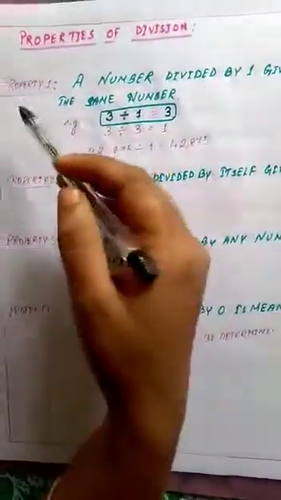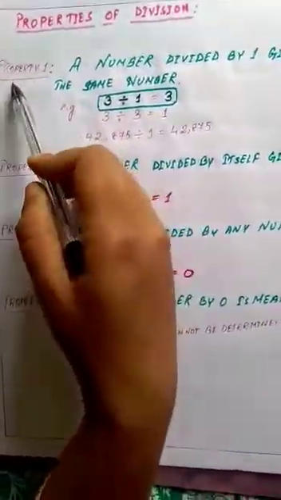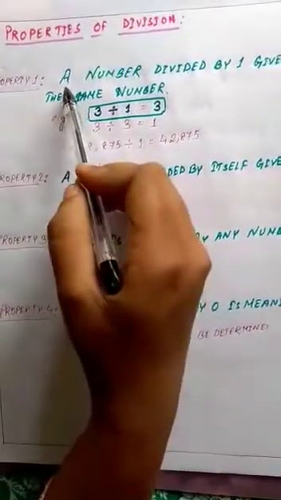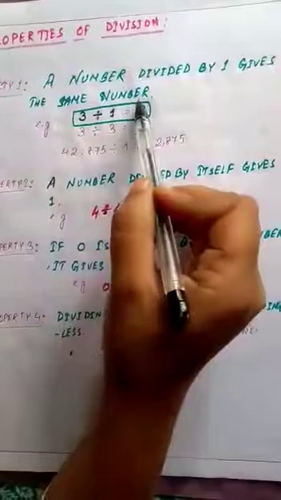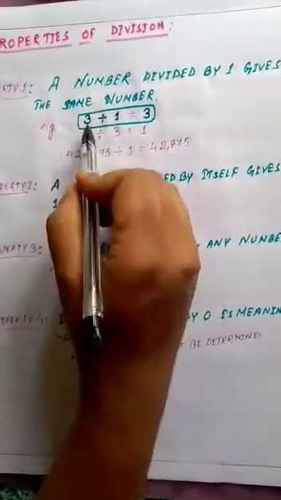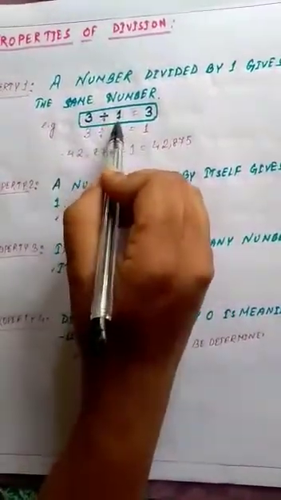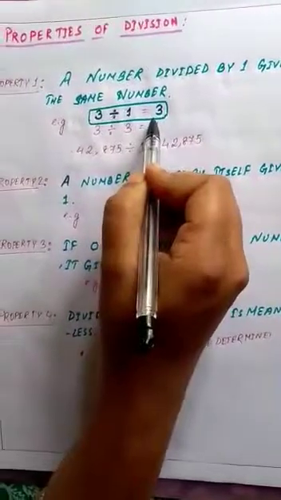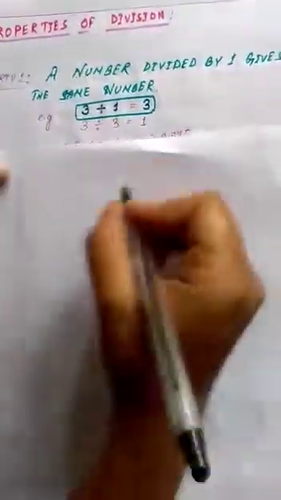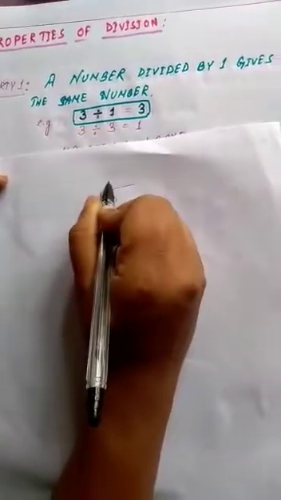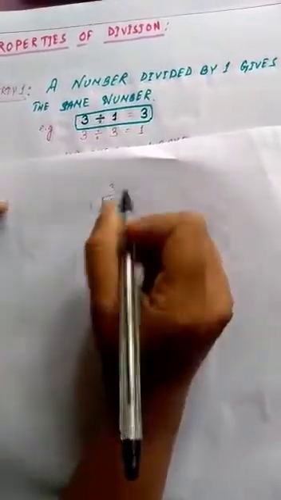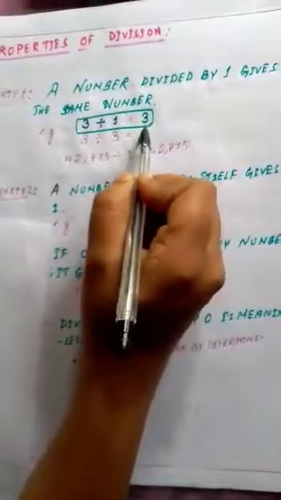The property number 1 is that a number divided by 1 gives the same number. For example, 3 divided by 1 gives 3. You can see here, 3 divided by 1: 1 threes are 3. That's why we get the same number, 3.